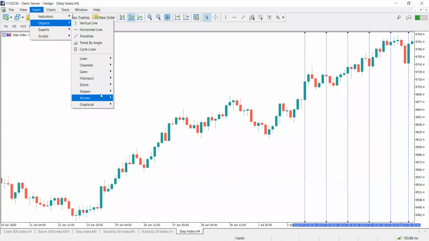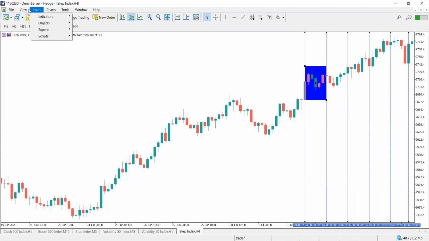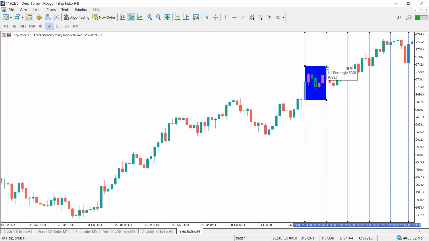I'm going to add this. I want to show you this. This thing is powerful. I'm going to box them in according to each and every day. Insert object, shape, rectangle, day. Just look at how I box them.